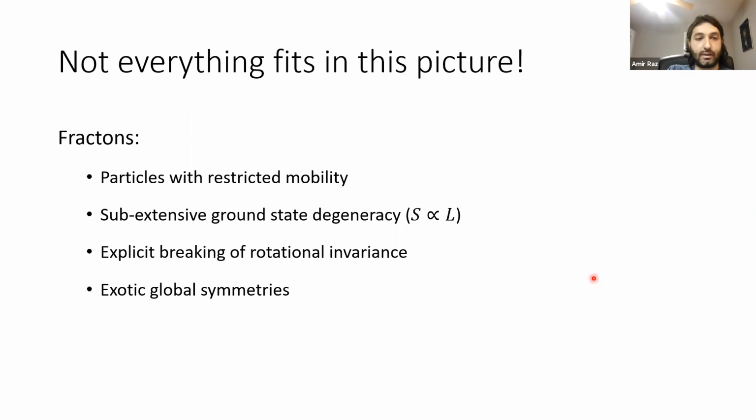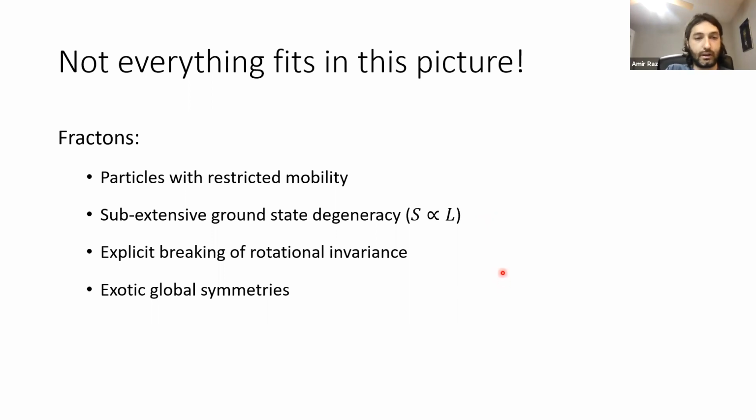These models also have a subextensive number of ground states, so the entropy will grow linearly in the system size. This is different from a topological field theory, where we have a ground state degeneracy but it's some fixed number, or different from the case where we might be used to, where the entropy grows like the volume. So this is somewhere in between those two.